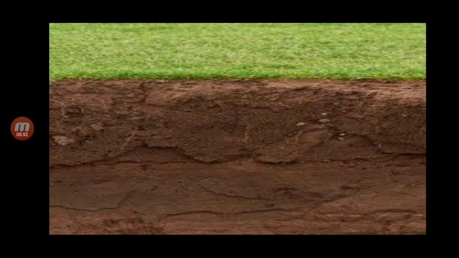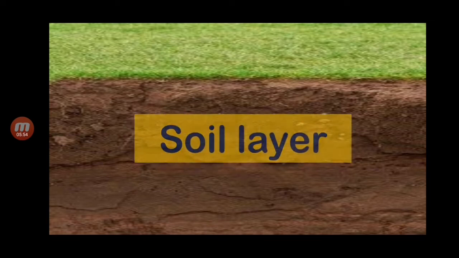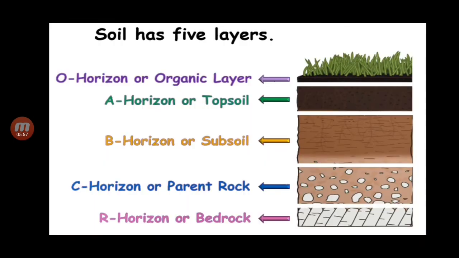For more further explanation about soil layer, I will explain it. Our soil has 5 layers. The first layer is the O horizon or the organic layer, and the A horizon or the topsoil. Next is the B horizon or what we call the subsoil. The next is the C horizon, which we call the parent rock or the bits of rock. And the next is the R horizon, which we call the bedrock.